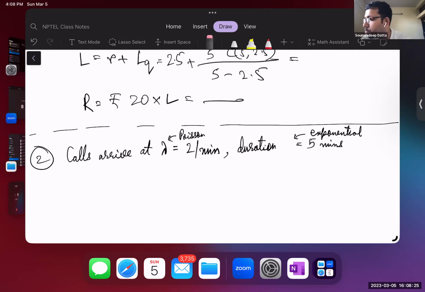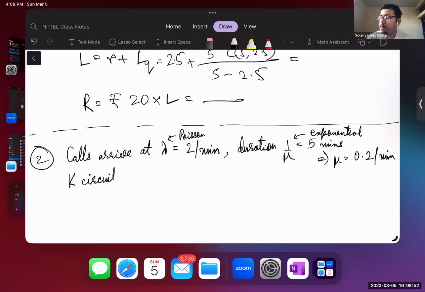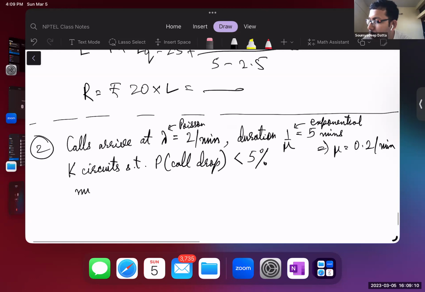And my bad, this is not mu, this is 1 by mu, because this time we are talking about the service rate, which is actually mu equal to 0.2 per minute, which is 1 by 5. And so what we need to figure out is how many, so you want to lay down K circuits such that the probability of call drop is less than, let's say, 5%. And you want to find out the minimum value of K such that this is true, right?